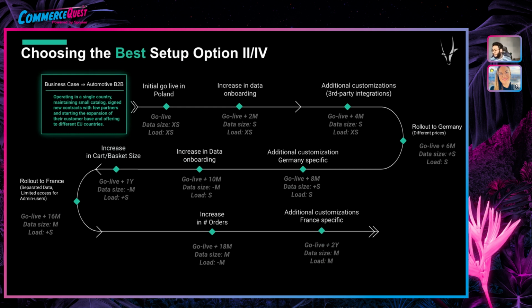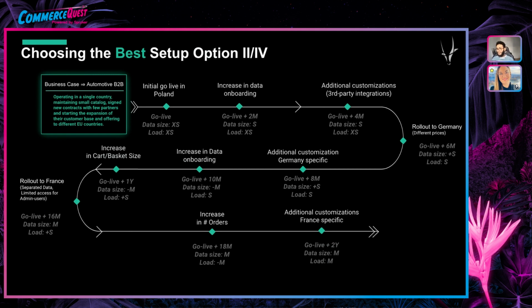Then here, I want to take an example of a business use case, automotive, for example, a B2B case. Here, you are receiving the requirements from your tech team or from your business analyst team or from your, I would say, boss at work, and you get these requirements. Operating in a single country, maintaining a small catalog, signed new contracts with a few partners, and they are starting the expansion of their customer base and offering to different countries. So this is a very, very high level description of the use case.